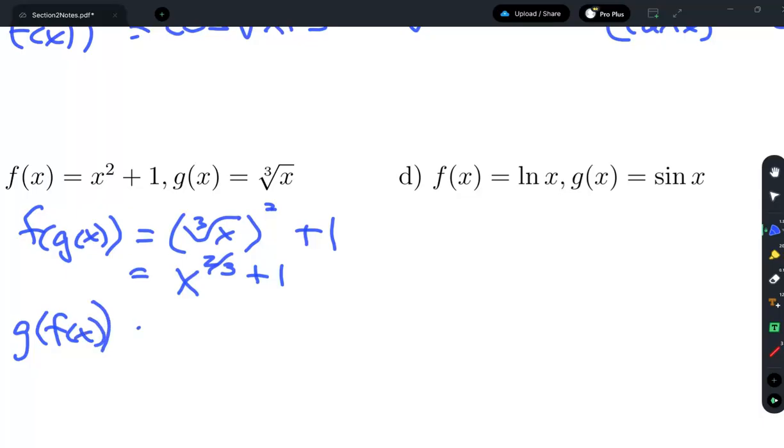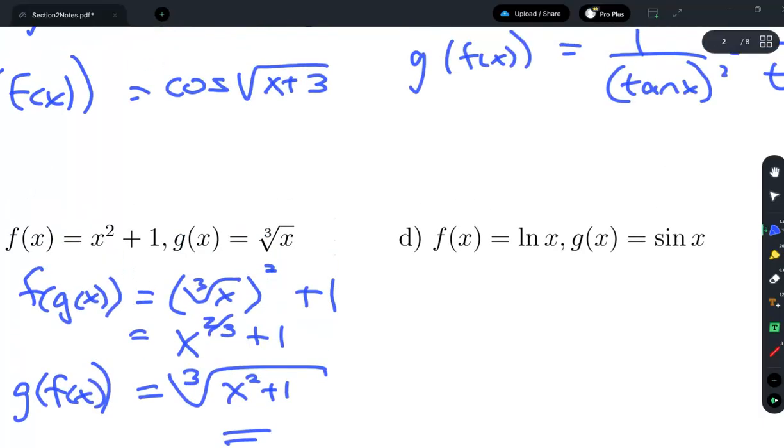So g of f of x. So g is the outside function, and then I'm going to put f of x inside, and that's as far as it can go. No more simplifying there.